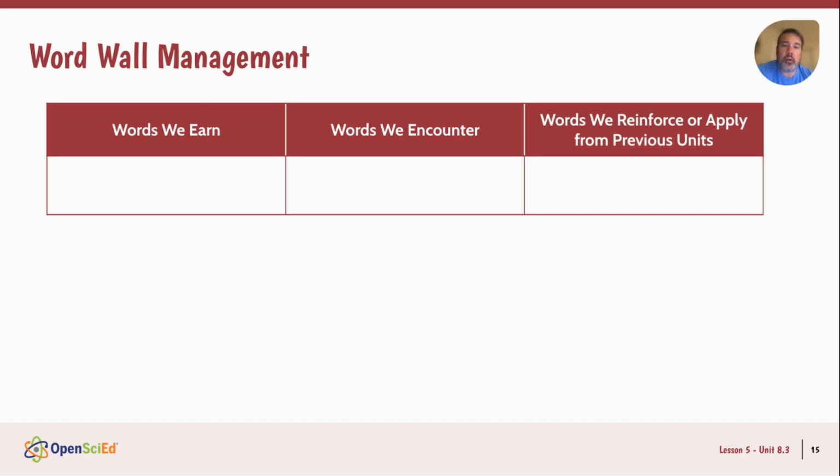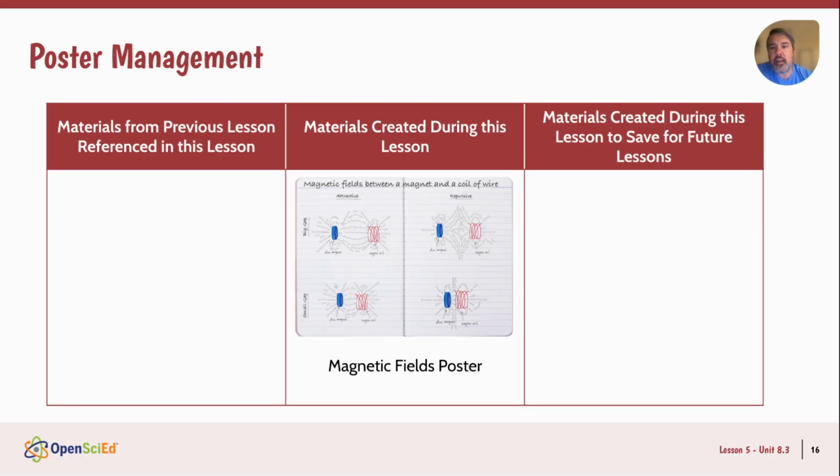There are no new words in this lesson to add. And we do have the magnetic field poster that we're going to use. We are going to come back to this in later lessons, but we're going to develop something new that we're going to want to keep. So this is something that'll likely be in their progress tracker. It's something that you can hang on to, but we're going to redraw this as we figure out some new stuff in upcoming lessons.